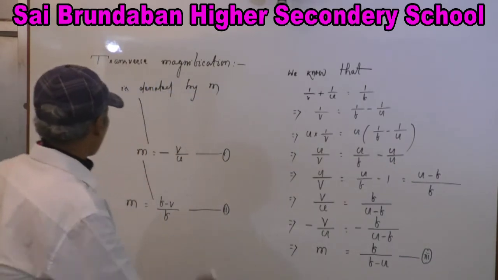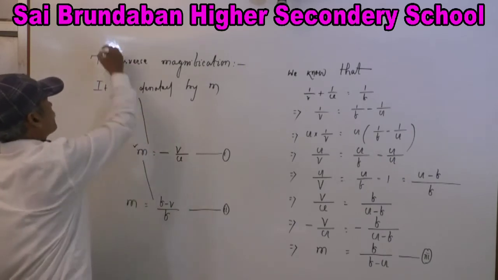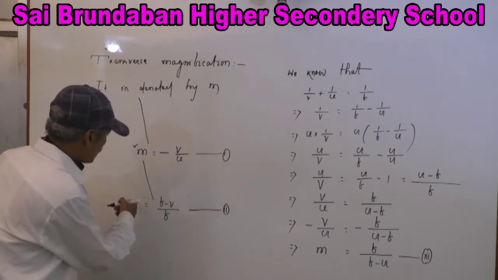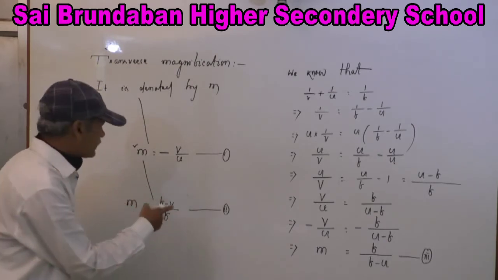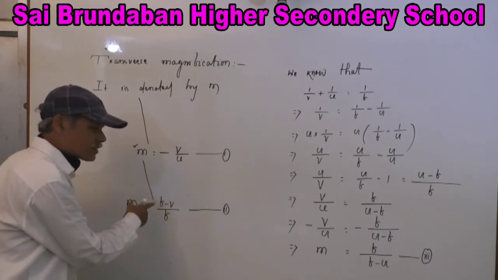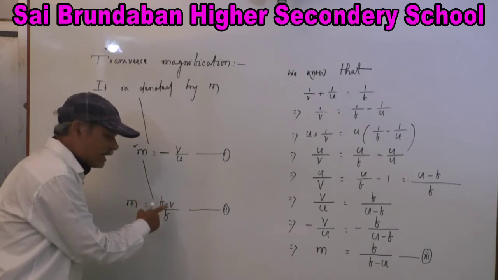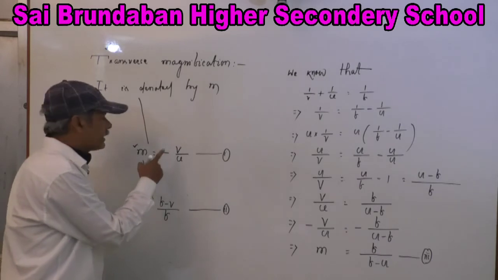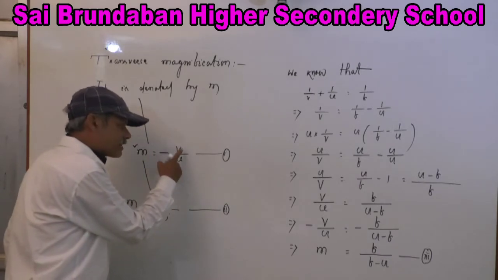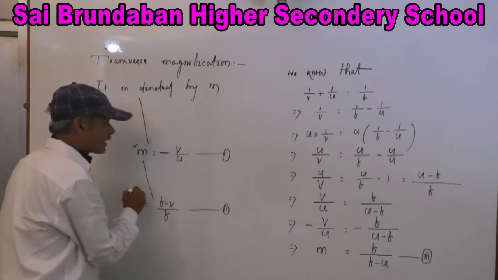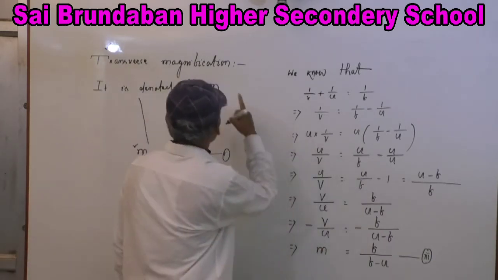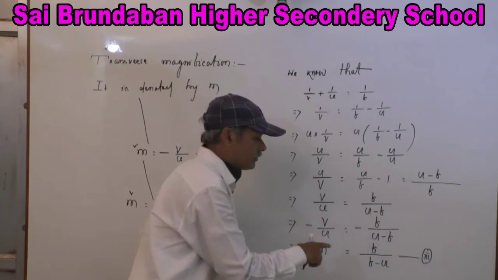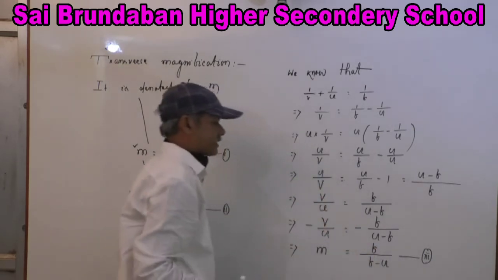So now magnification. Transverse magnification can be represented as minus v by u, and also as f minus v by f, in terms of focal length and image distance. Here transverse magnification can be represented in terms of image distance and object distance. Here magnification can also be represented in terms of focal length and object distance.